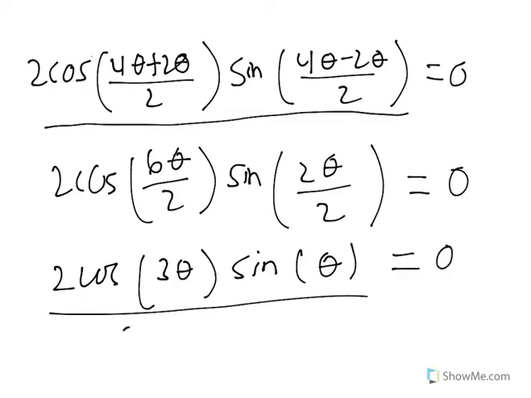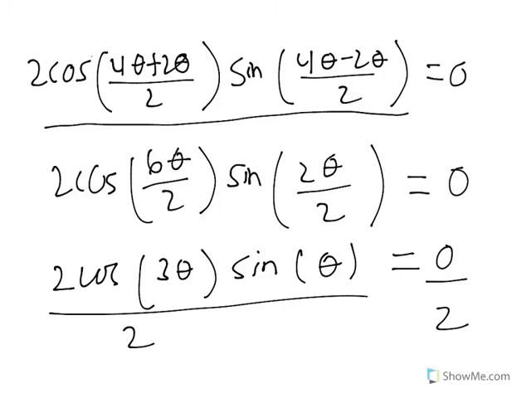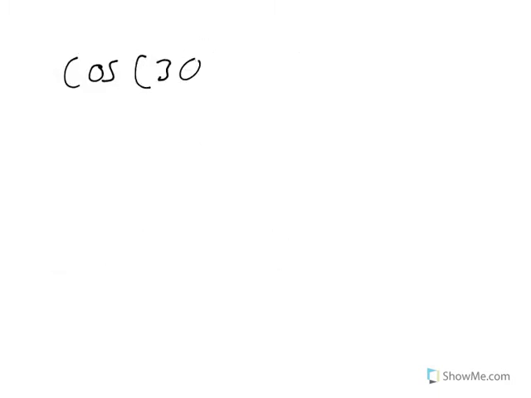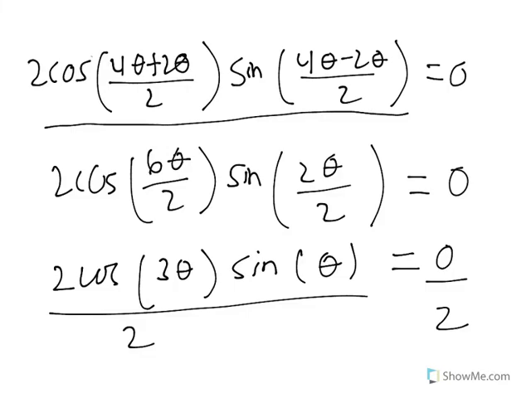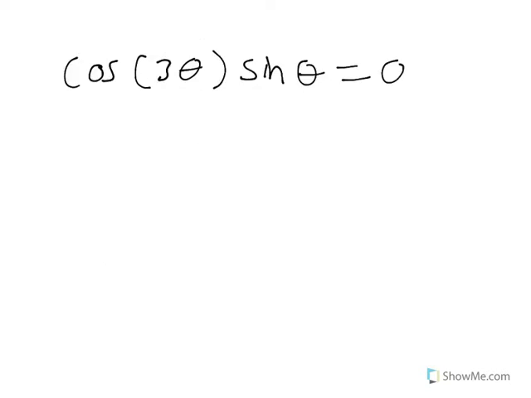Now you can divide both sides by 2 to get rid of that 2 on the left hand side. So then it looks like the cosine of 3 theta times the sine of theta equals 0. Because when we divide this by 2, that cancels out with that, and then 0 divided by 2 is just 0. So now we have the cosine of 3 theta times the sine of theta equals 0.